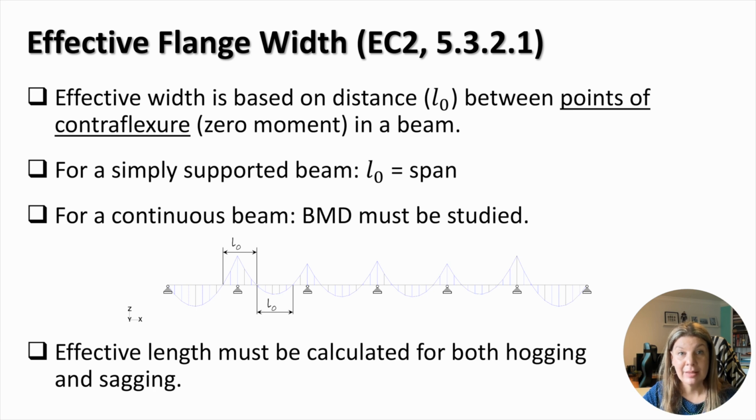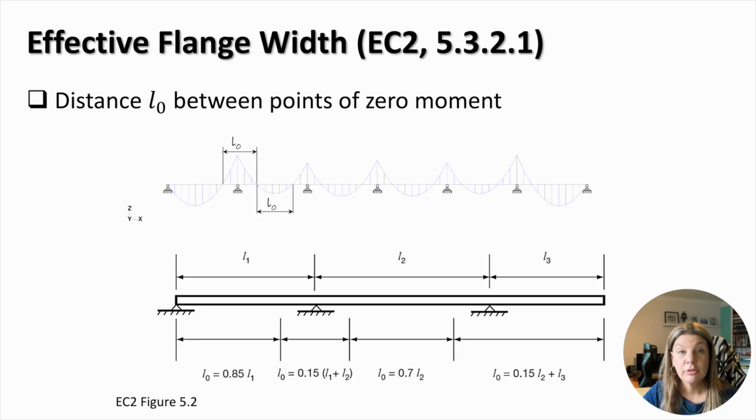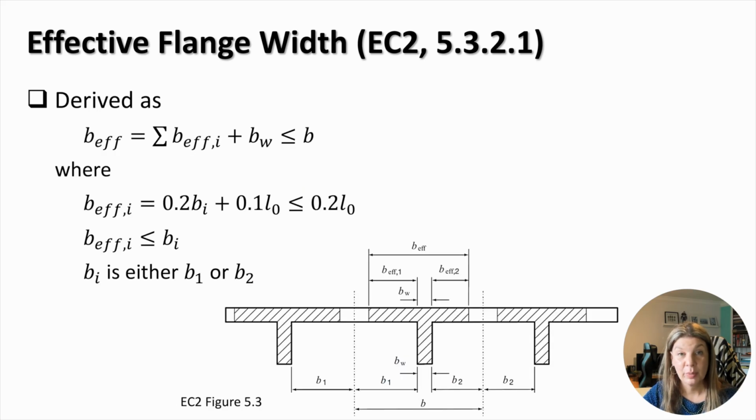The effective width of the flanged beam is calculated for both hogging and sagging zones. The effective flange width depends on several factors, including type of loading, support conditions, beam span and spacing, web and flange dimensions, and transverse reinforcement. Eurocode 2 defines the distance between points of zero moment for different spans in a continuous beam in figure 5.2, shown here. The effective flange width is found using the following formula.